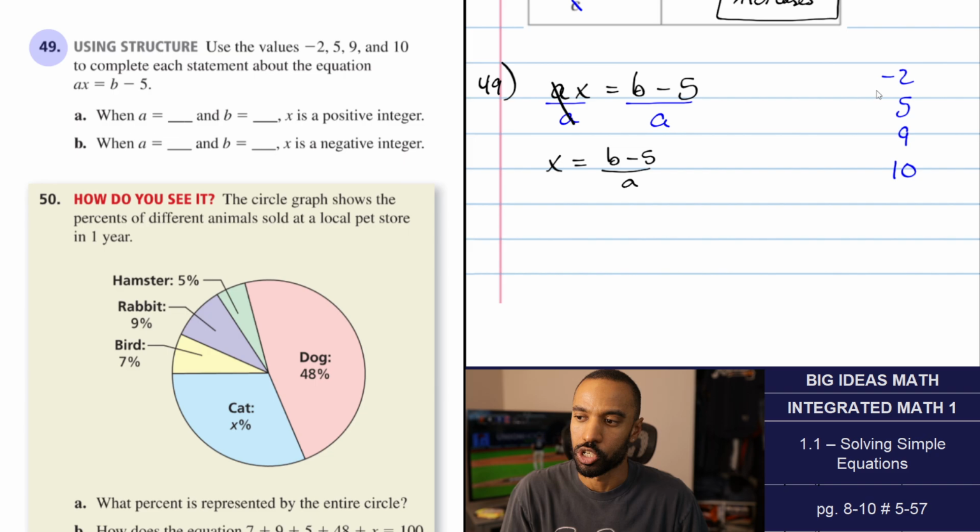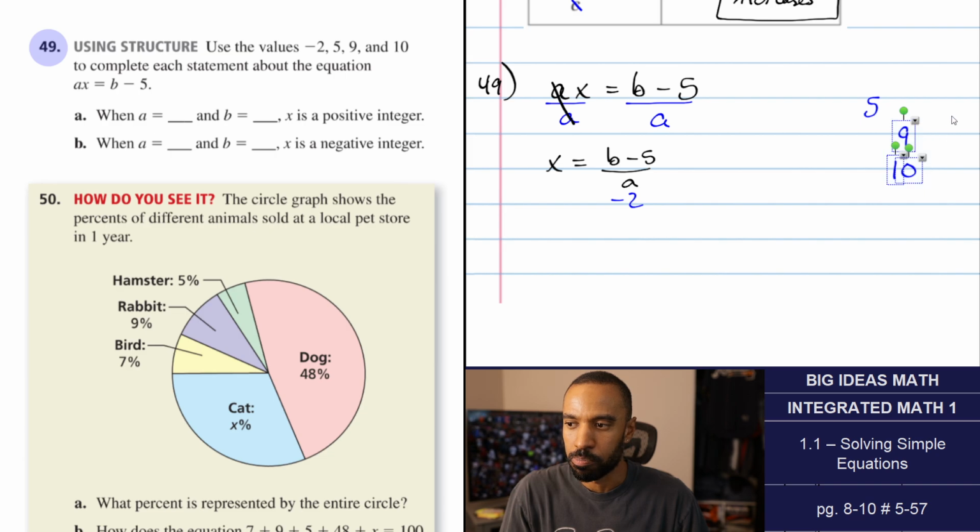One thing I can know for sure just by doing this, if I put in 5 for b, 5 minus 5 is 0. 0 divided by a non-zero number, which a would have to be, is 0. b can't be 5. So don't worry about 5 for b. Just kind of throw that to the side. If a was a negative number and b can't be 5, then as b gets bigger, 9 minus 5 is positive, 10 minus 5 is positive, those numbers divided by a negative number would turn x negative. So it says complete each statement about the equation.